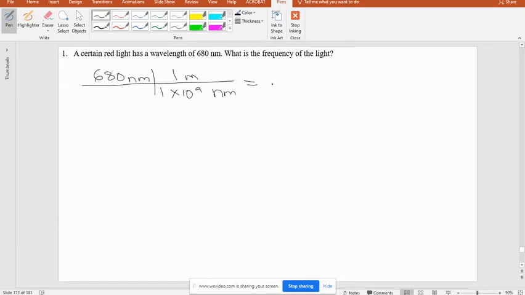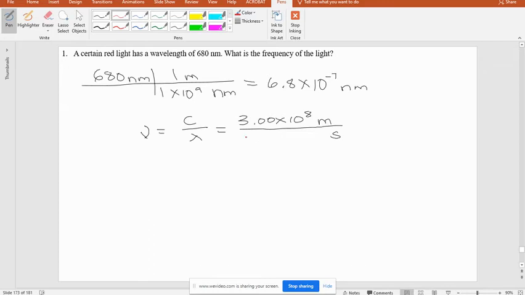And when I pull that through, I end up with 6.8 times 10 to the negative 7th nanometers. We're solving for frequency. So frequency is going to equal the speed of light over the wavelength. And then I'm going to put the wavelength down here. Oops, that shouldn't have been nanometers. That should have been meters up there. Sorry, my nanometers had canceled.